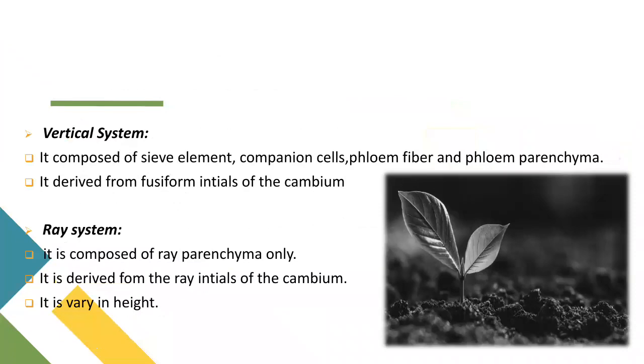Vertical system is composed of sieve elements, companion cells, phloem fibers, and phloem parenchyma. It is derived from the fusiform initials of the cambium. Ray system is composed of ray parenchyma only. It is derived from the ray initials of the cambium. It varies in height.